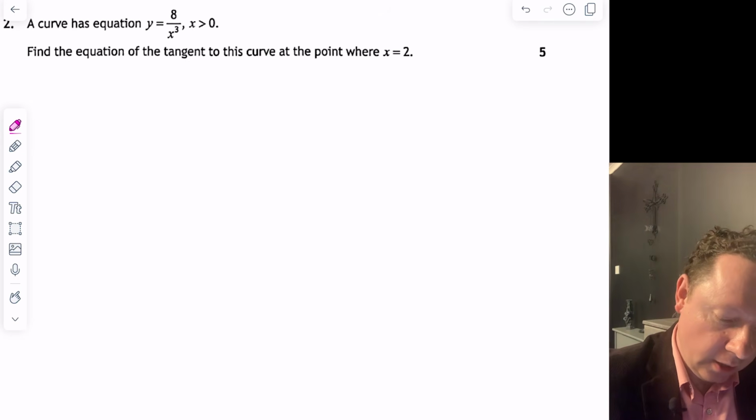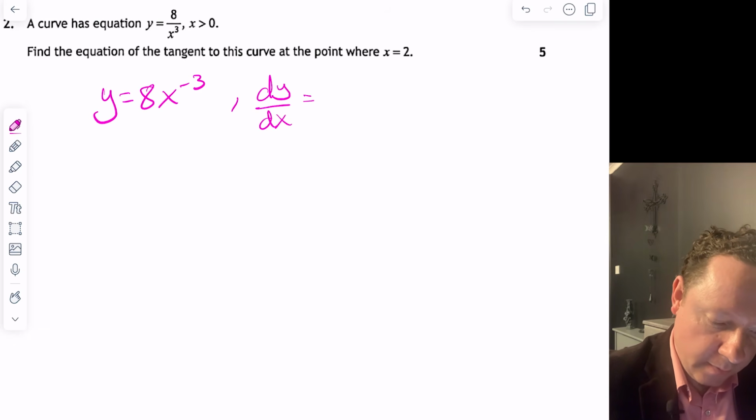So let's just differentiate this. We've got y equals 8x to the minus 3. So dy by dx is minus 3 times 8, which is minus 24x.